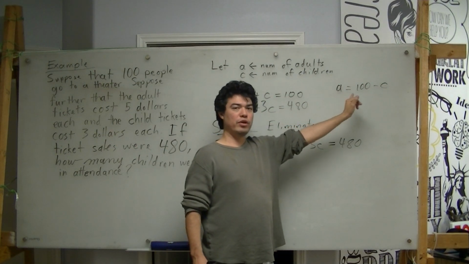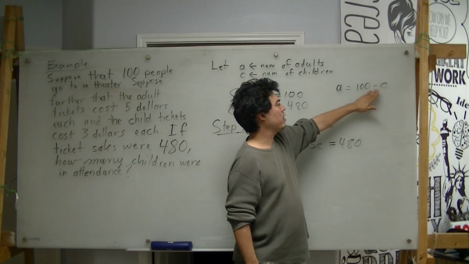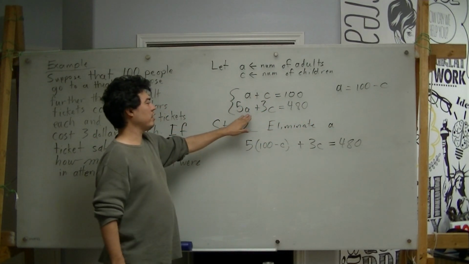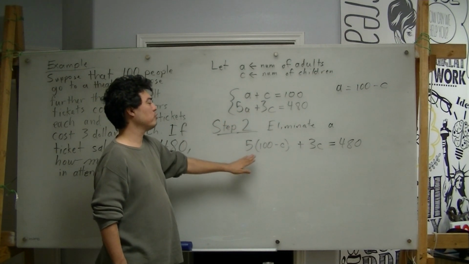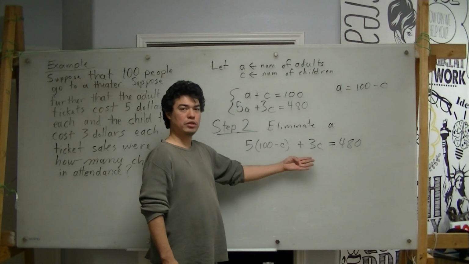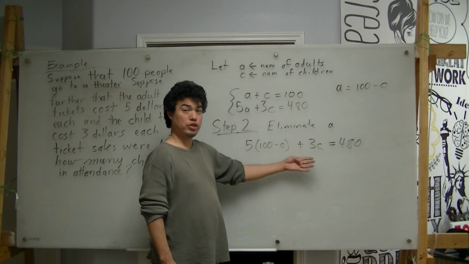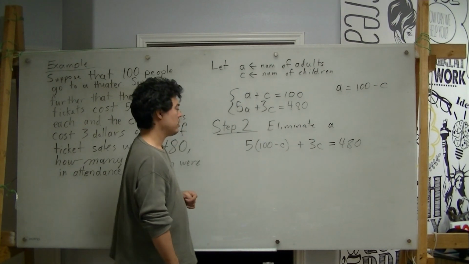Again, what we did here was we used the first equation to find out what A is in terms of the other variables. We then used this expression for A to substitute into the second equation. 5 times A becomes 5 times 100 minus C. And now we have this equation, which is only in terms of one variable, and hence we'll be able to solve it. So here we go.